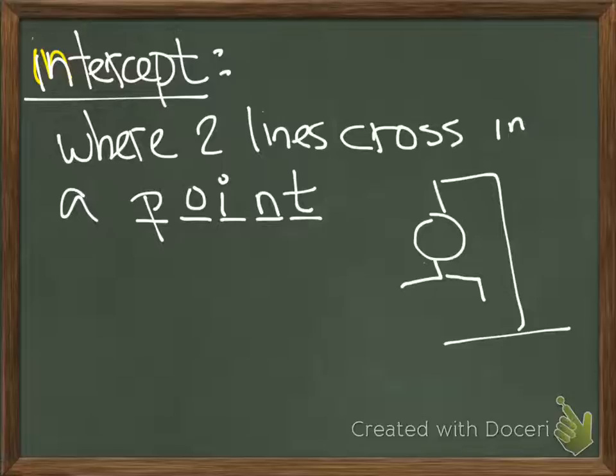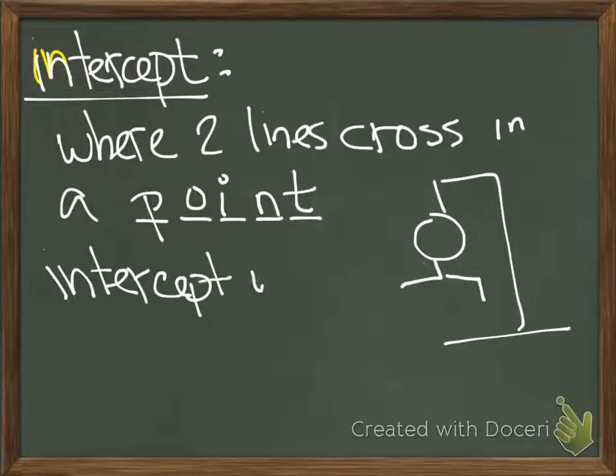Intercept is where two lines cross, the point that they cross in. Specifically today we want to talk about intercept with the x and y axis. One of our lines will be the x or y axis every time.